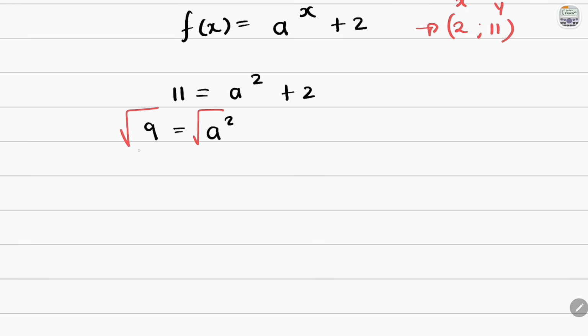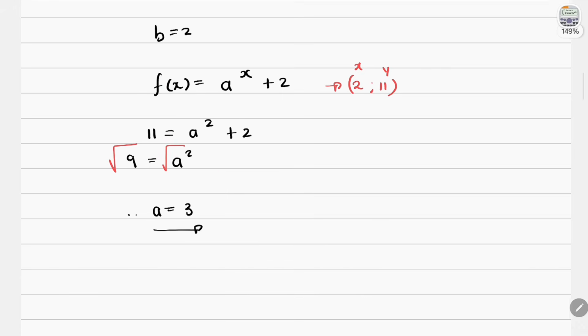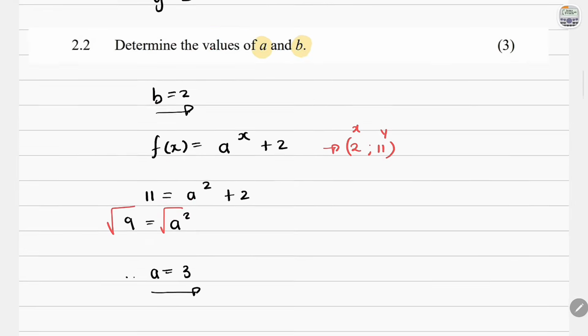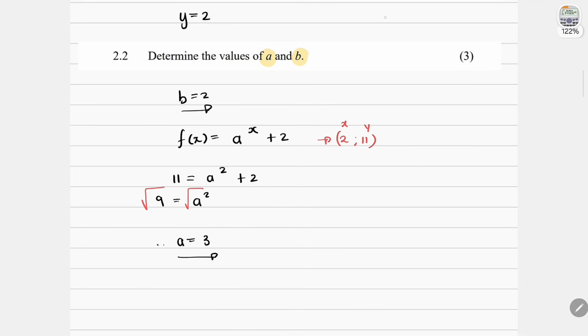If you square root, I know that we have to consider the positive or negative solution, but this is an exponential function. Your base should not be negative. So our final answer here is a equals the square root of 9, which is 3. Okay, so there we go. The value of b is 2 and a is 3. Moving on to the next question.